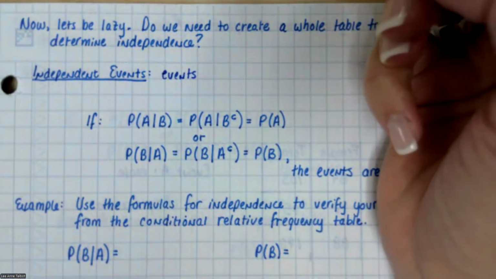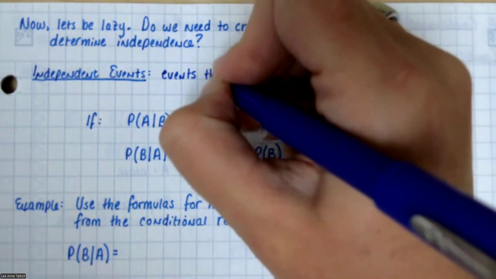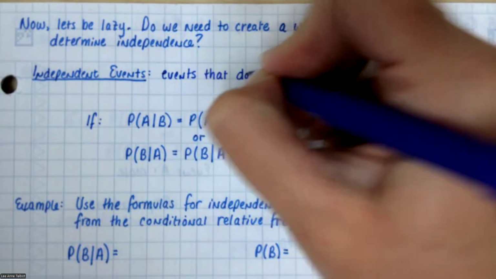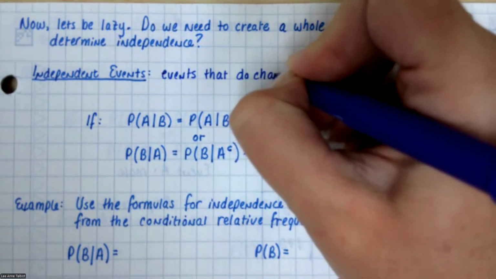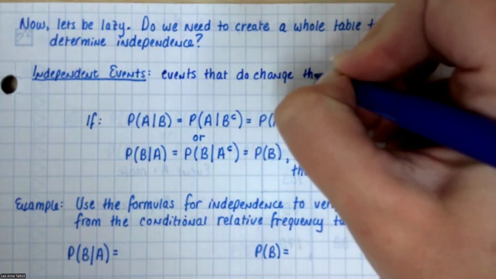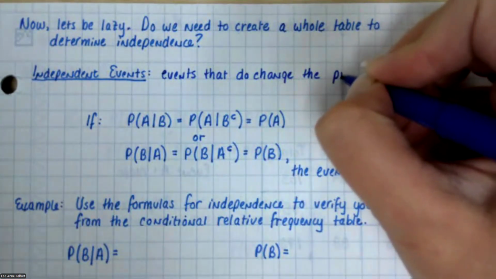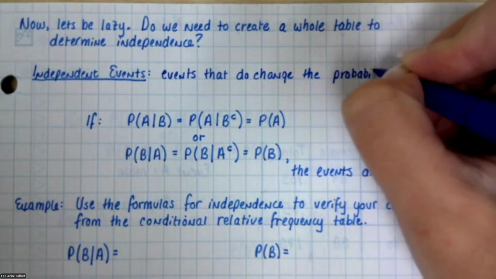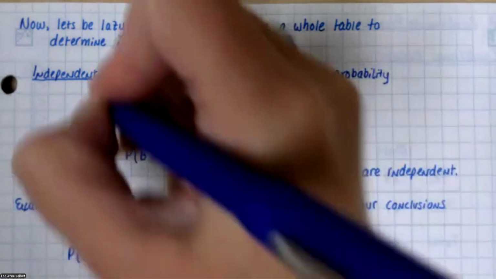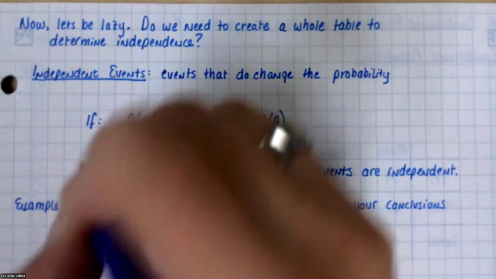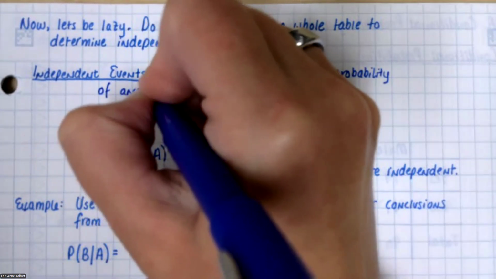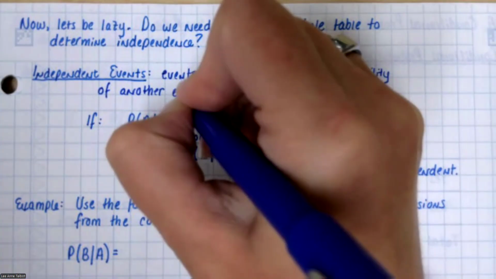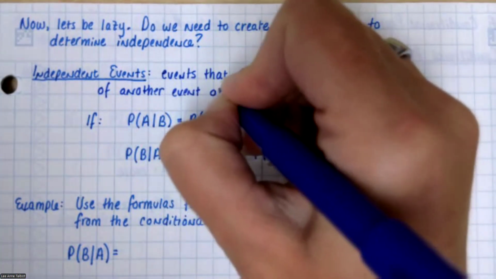Independent events are events that do not change the probability of another event occurring.